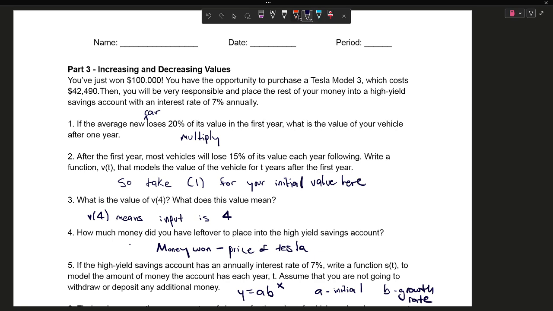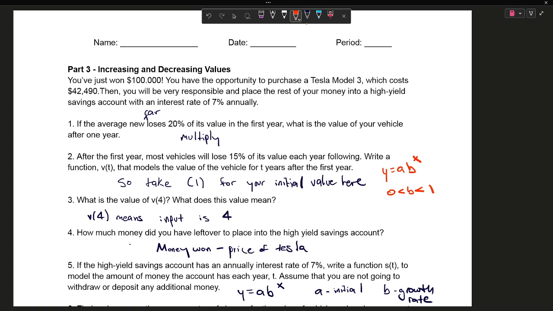So remember your equation for exponential growth or decay is y = a·b^x. And I'll give you a hint. It's saying lose, right? So your b value is going to be greater than 0, but still less than 1. And remember, your a value is not going to be the original price of the car. It's saying after the first year. So you're going to take the number you calculated in the first step and apply that for your a value in the second step.